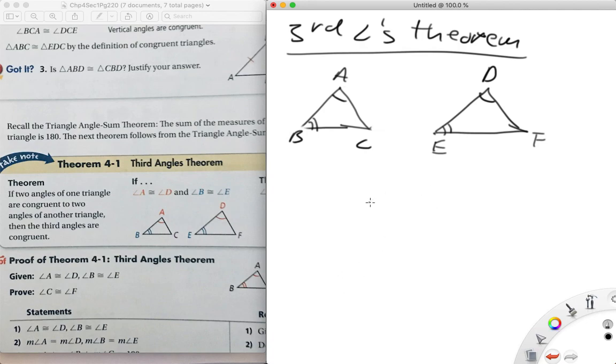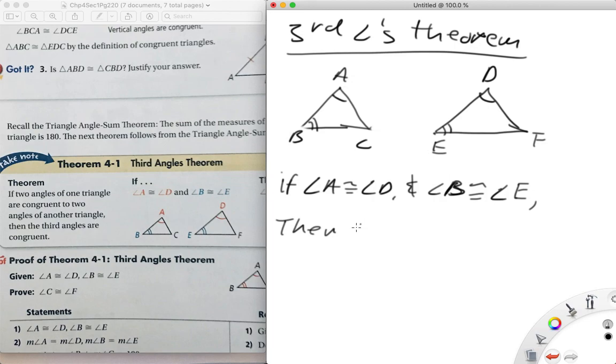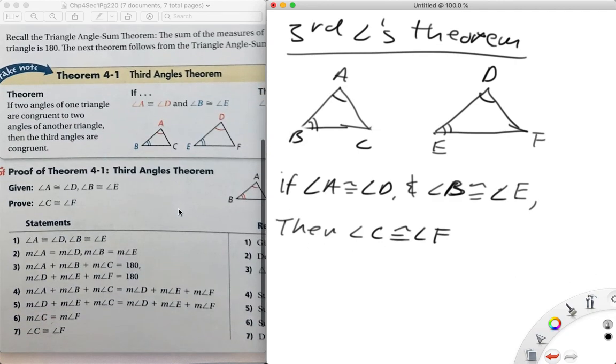What the third angles theorem says is that if A is congruent to D and B is congruent to E, then I have enough information to say that C is congruent to F. Third angles theorem: if two angles of one triangle are congruent to two angles of the other, then the third angles are congruent as well. All right, so here's the proof to that.